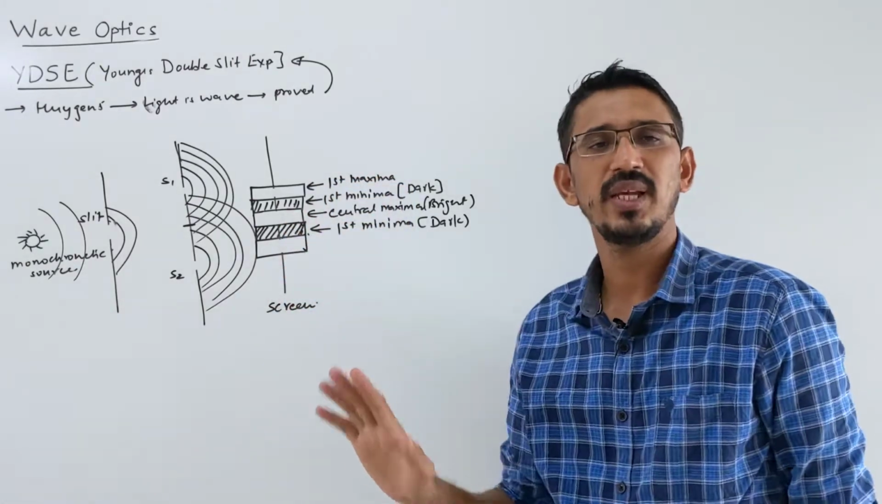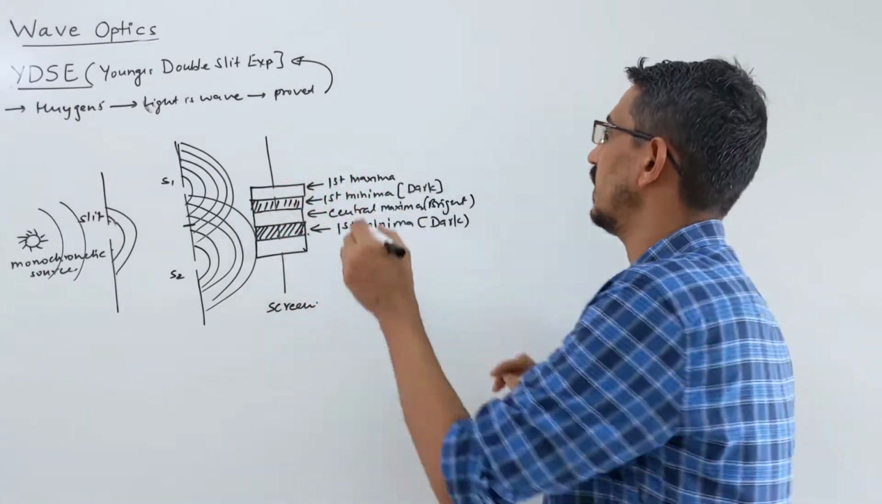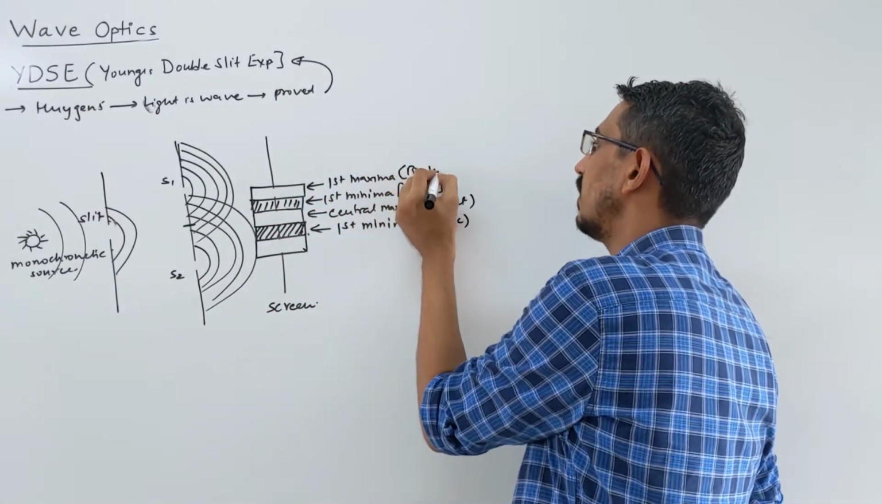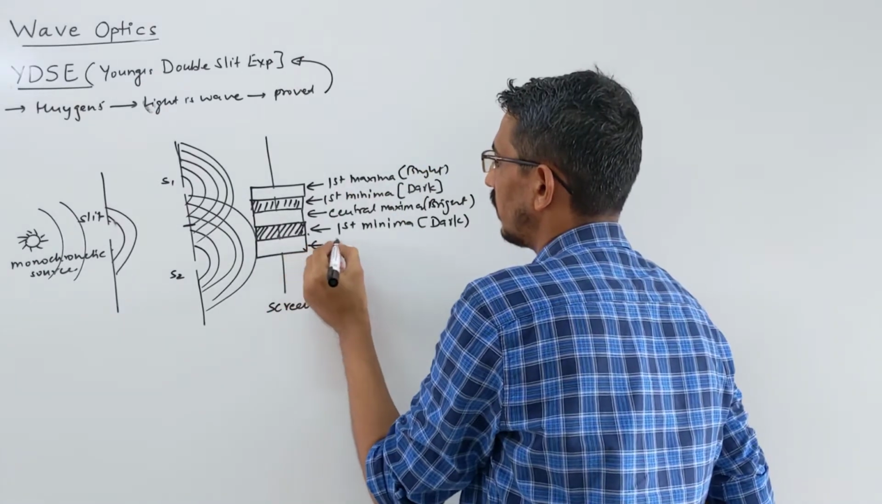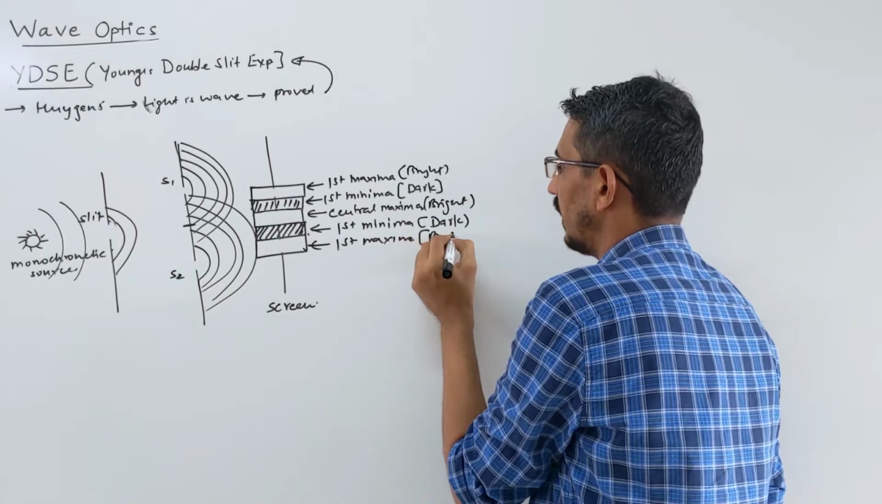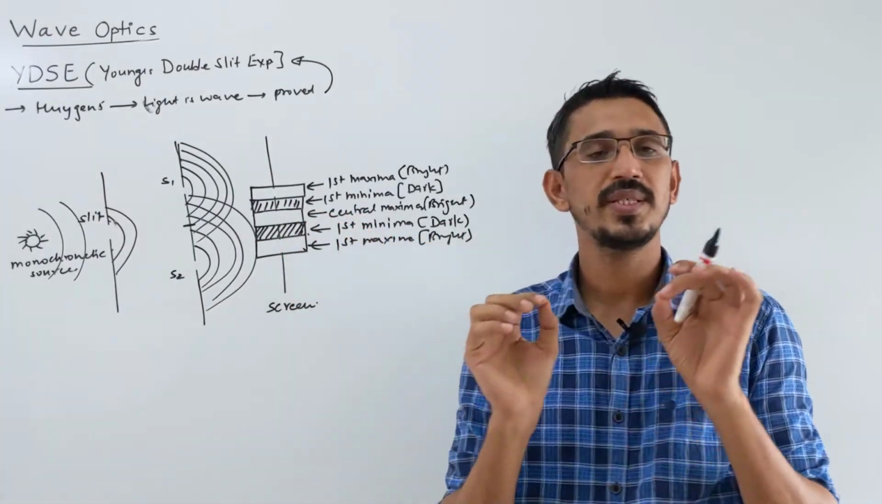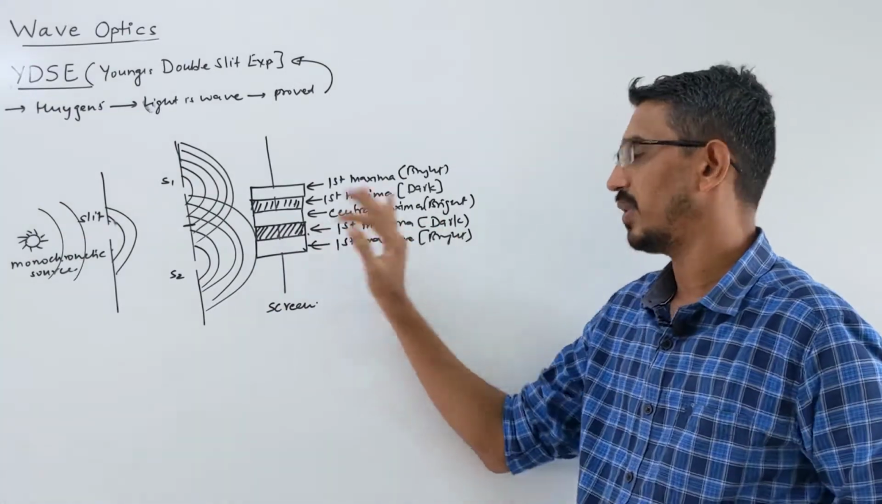Central is always maxima, leaving central maxima. The first maxima, this one we call the bright fringe. On this side also, this is your first maxima, that's called bright. Clear? So the central fringe is always reserved as a bright fringe. It's always a bright fringe.